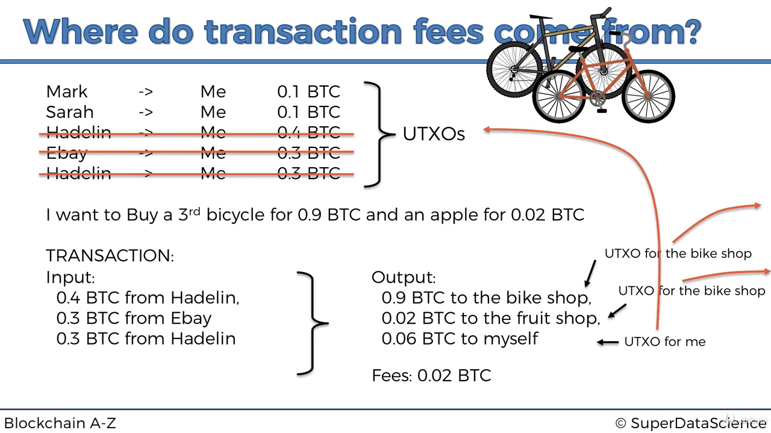And the way you specify the fee is, there's no field to say the fee is going to be this. The fee is calculated automatically. What they do is they just take the total input minus the total output, and whatever the difference is, it is assumed that you want that to be the fee, and that's where the fee originates. Very, very simple like that.